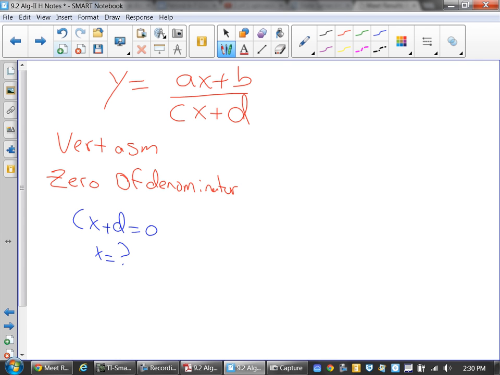Okay. When you go for the horizontal asymptote in this case, it is going to be y equals the fraction of the leading term coefficients. A over C. Every time. Yes, sir? The vertical asymptote is x equals negative D over C? Yes, sir. Okay. So numerically, well, let me write it up on the board here.